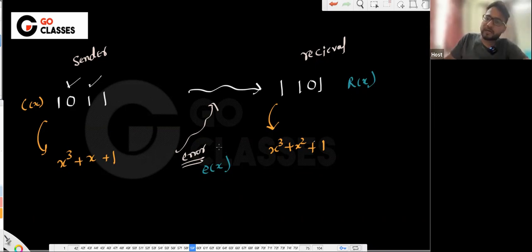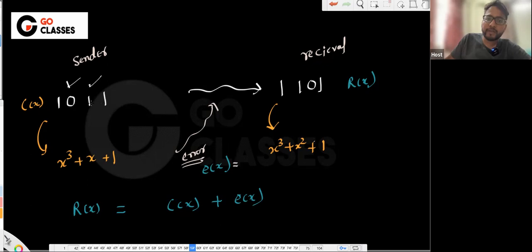Okay, let's just check it. Tell me, if I write the receiving code word is exactly equal to the sending code word, in the polynomial form, plus error. So what is the error? Error here is at this bit and this bit. So if the error is at 2 bits, the error will be represented like this.